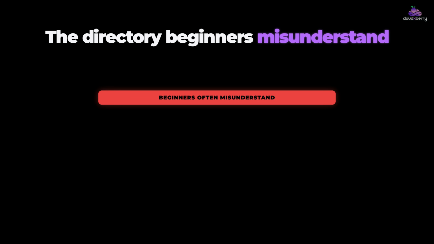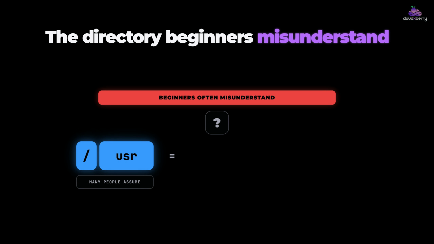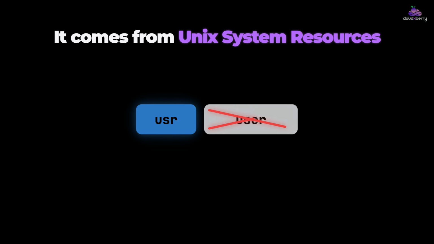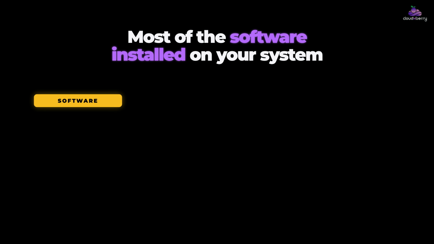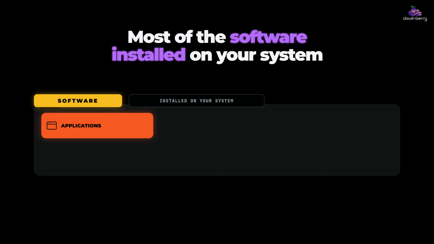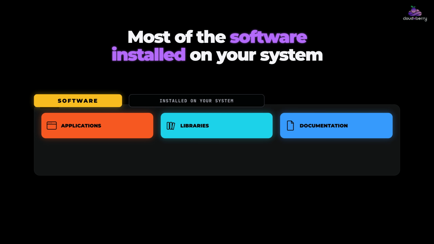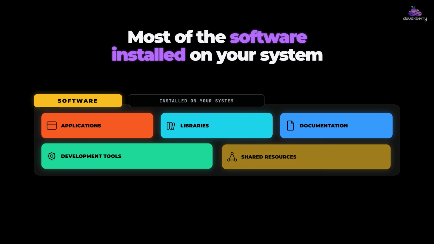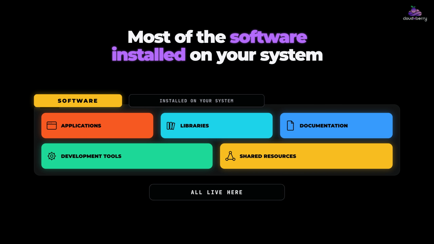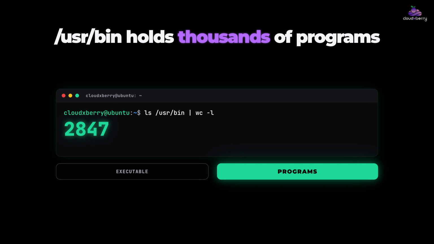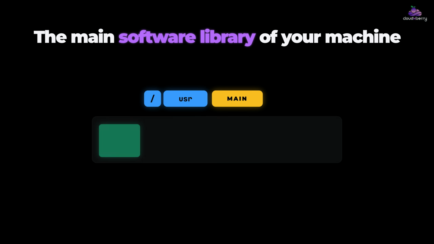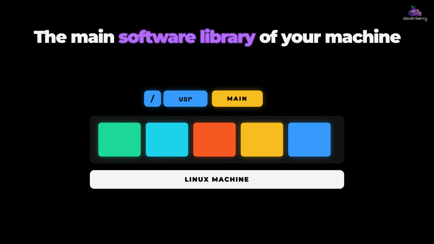Next is a directory beginners often misunderstand, /usr. Many people assume it stands for user. It actually comes from Unix System Resources. This folder contains most of the software installed on your system. Applications, libraries, documentation, development tools, and shared resources all live here. For example, /usr/bin contains thousands of executable programs. Think of /usr as the main software library of your Linux machine.